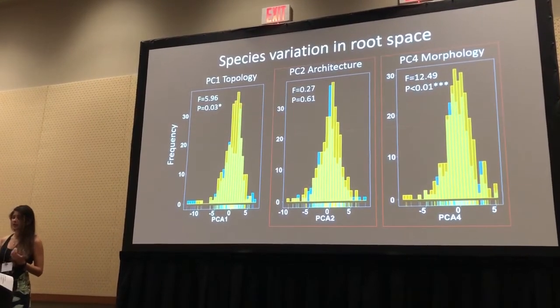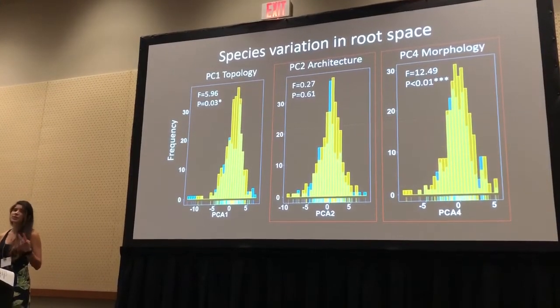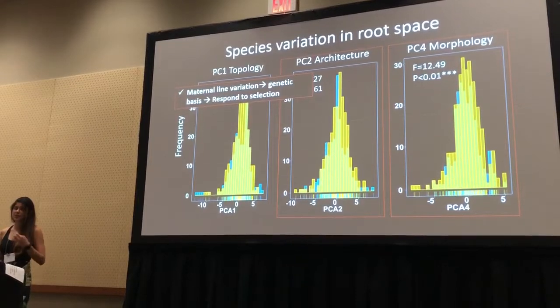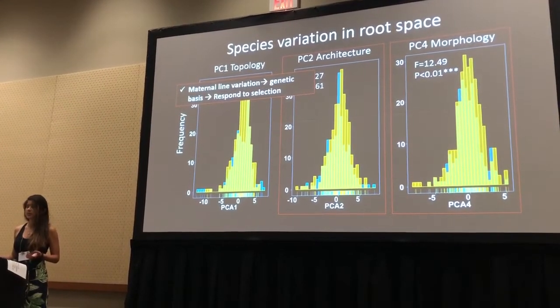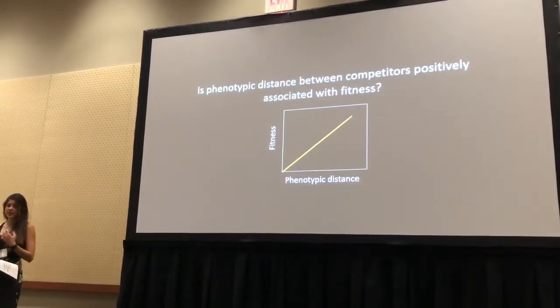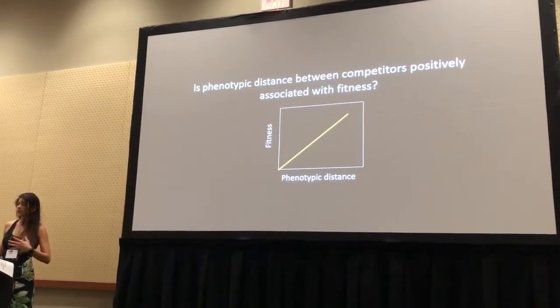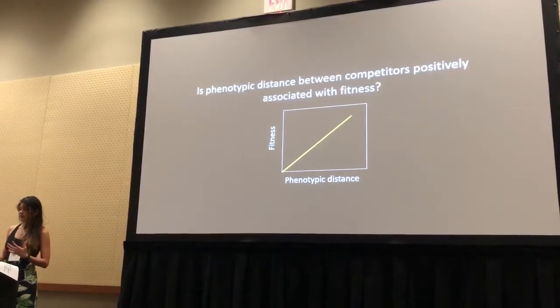Further, I found significant maternal line variation for root architecture and morphology, which is the second criteria I mentioned and critical because it suggests that there's genetic basis for these root traits and that they can potentially respond to selection. And so for this critical question and prediction, is there a positive relationship between how different 2 individuals are and their fitness? I examined this relationship.